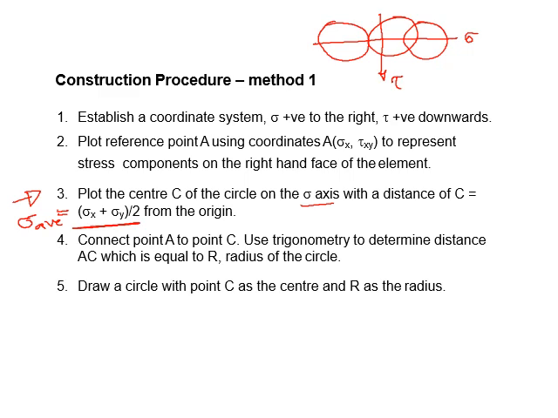Then you plot point A, or you plot either one first, doesn't matter. Plot point A, which is the coordinate for the first point, which is sigma x and tau xy. Okay, plot those points. Once we have A and C, join them together. Join point A and C. And the line AC is equal to the radius of the circle. Then using your drawing tool, with C as the center point and R as the radius, you draw a circle.